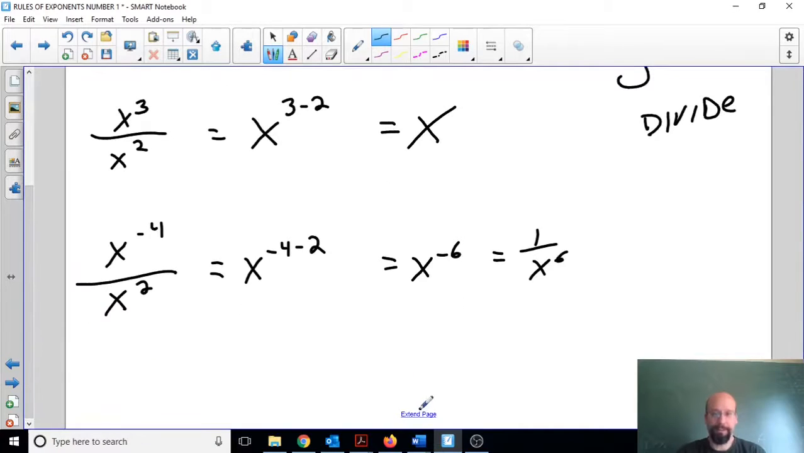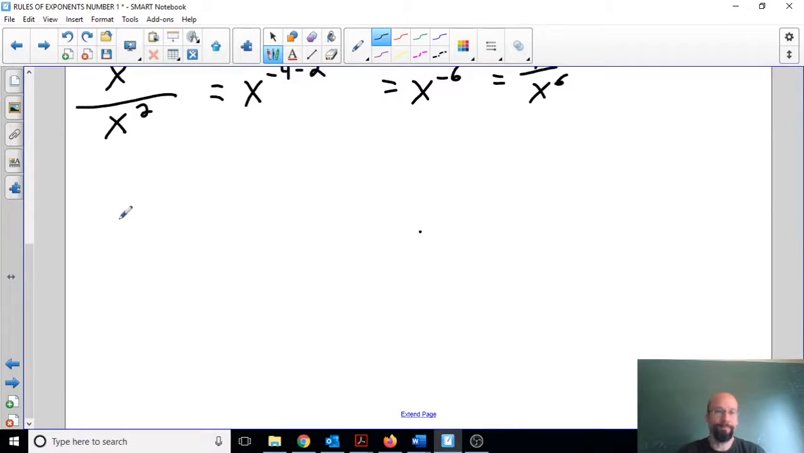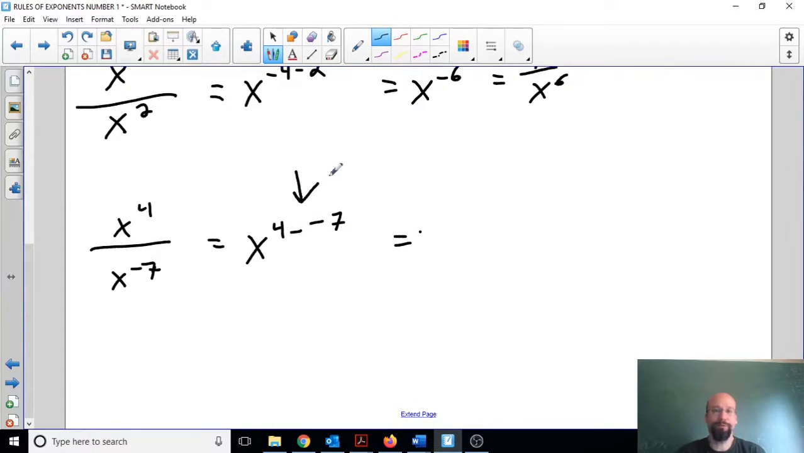Let's do a couple more with these negative exponents. So x^4 divided by x^-7. So again, bases are the same, you're dividing, so you're going to subtract. So this is going to be x^(4 - -7). Now you have to remember what happens when you subtract a negative. This turns into plus. So it's going to be x^11. Because 4 minus a negative, this turns into plus, and it's 4 plus 7.